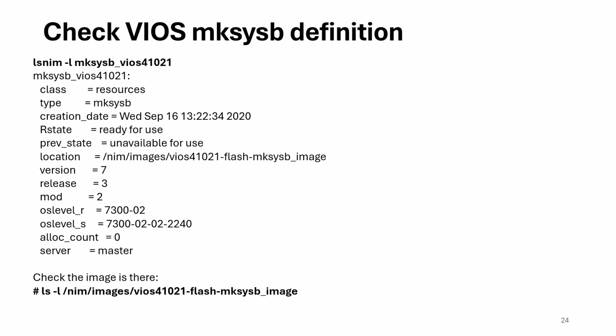So there's two steps to checking your mksysb for a VIO server, or actually any LPAR. The first thing is I run an lsnim -l against the name of the mksysb and find out when it was created, is it ready for use, what's the actual physical location, what OS level. So this is a 7322, so that tells me my NIM server must be at 7322. And then I will take the location and I will do an ls -l on it just to make sure that I actually did remember to copy the mksysb image into that location.